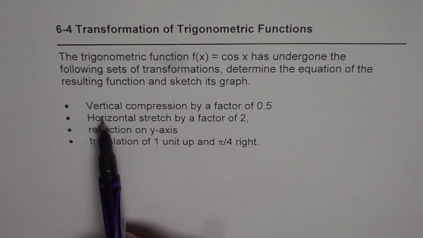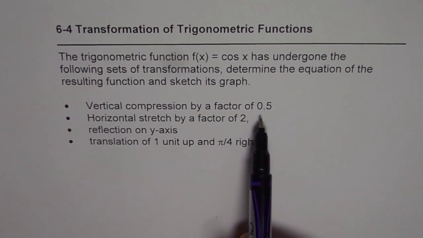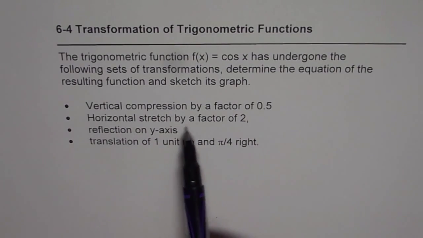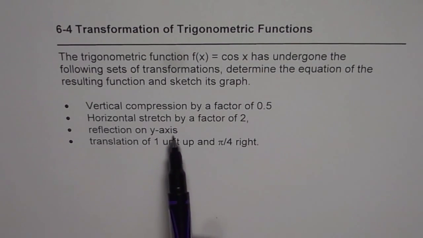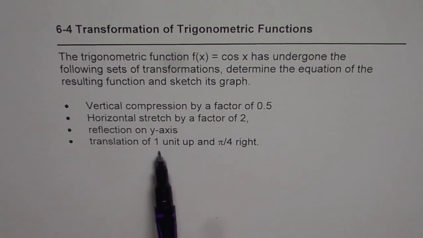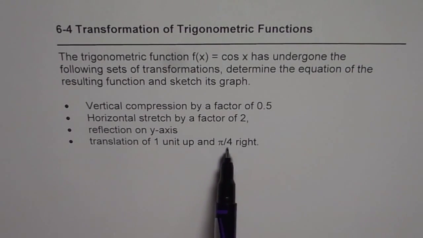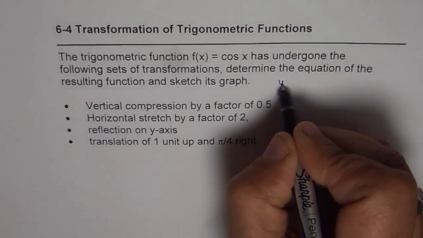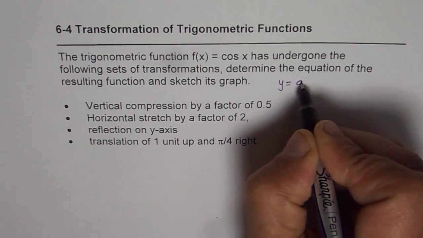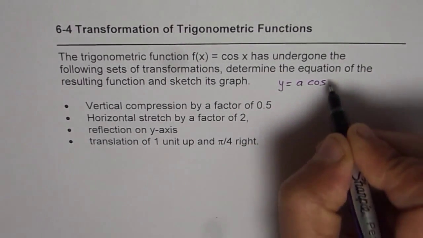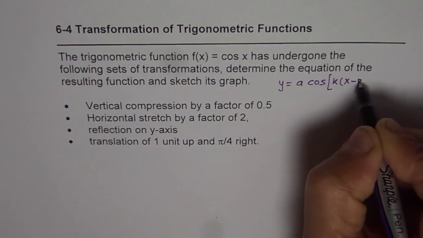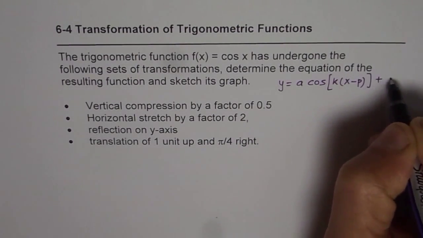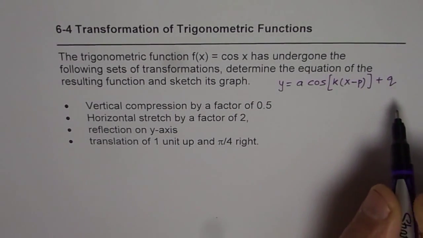Transformations are vertical compression by a factor of 0.5, horizontal stretch by a factor of 2, reflection on y-axis, translation of 1 unit up and pi by 4 units right. So in general, a transformed function could be written as y equals a times cosine of k times x minus p, plus q. Right? So that is the general form.